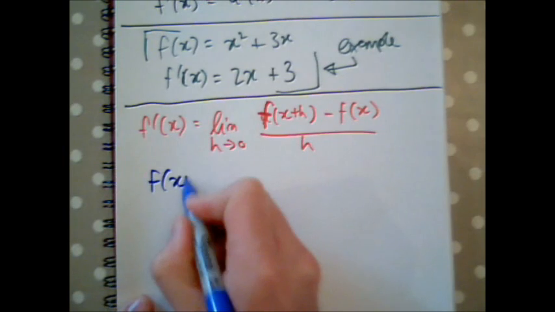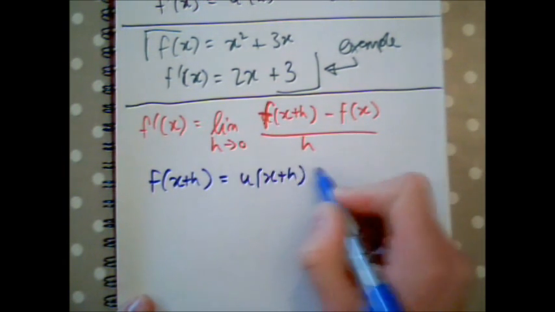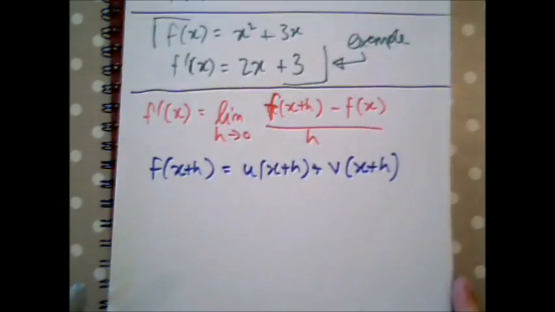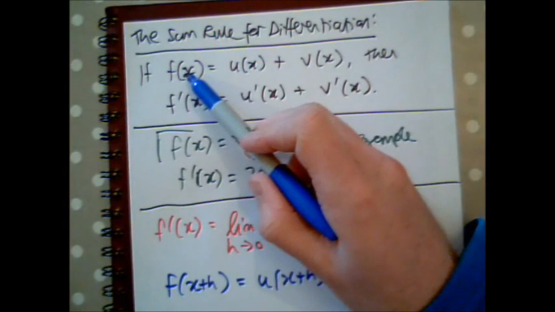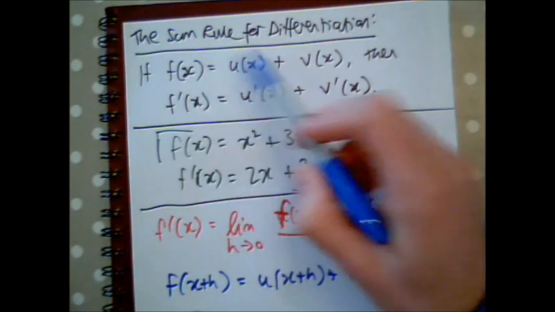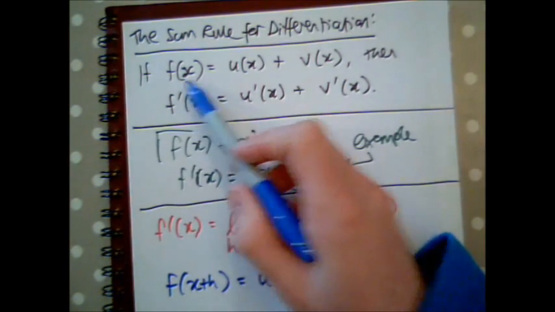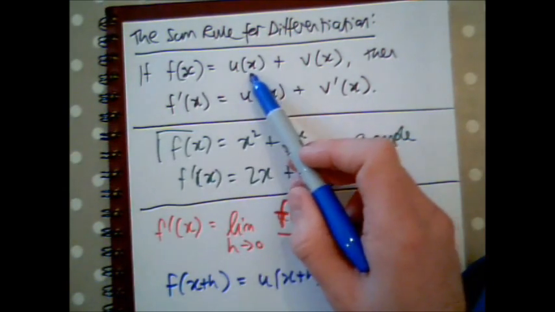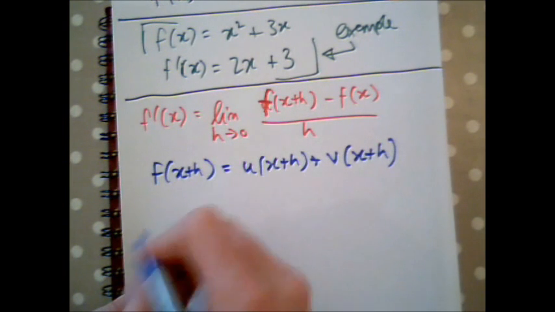We say, well, f of x plus h is u of x plus h plus v of x plus h. All we do is take this here, and if we're putting x plus h in here, then we put x plus h in here and x plus h in here. Same way that if we're getting f of 2, it would be u of 2 plus v of 2. F of 11 will be u of 11 plus v of 11. So f of x plus h is u of x plus h plus v of x plus h.